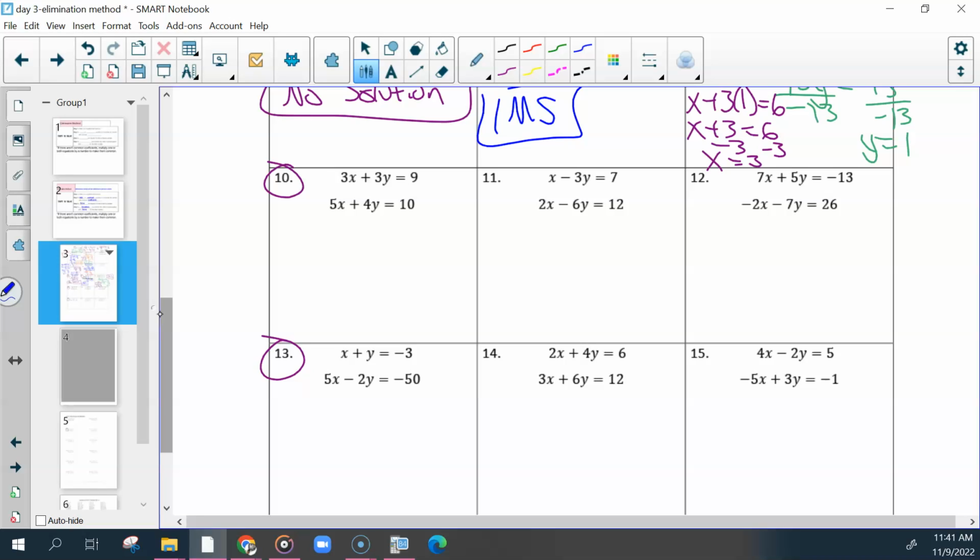So we would change this first one by multiplying everything by 5 and change the second one by multiplying everything by 3. So we have 15x plus 15y equals 45. And 15x plus 12y equals 30. So we've changed both equations, not just one. Sometimes you'll need to do both. Sometimes just one is fine. It depends on the problem. So now we have a common coefficient, our x's. What would we do to eliminate them? Subtract.